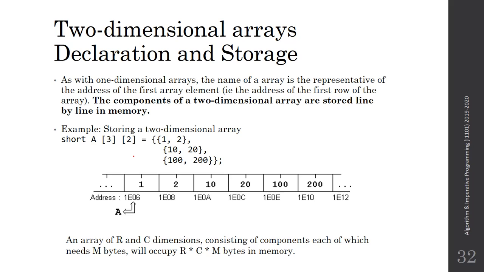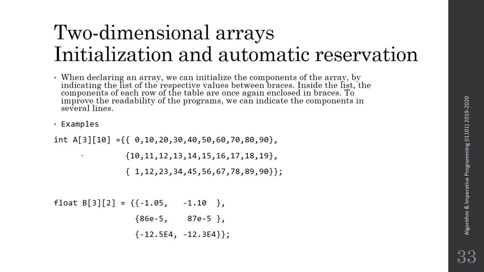Again, a two-dimensional array is stored in memory as a sequential array. If you have, for example, 3 and 2, we have a matrix of 3 rows and 2 columns. In memory, they are placed as arrays and they follow each other, so they are sequential in memory. And for the reserved memory, it's the number of rows times the number of columns times the size of the type that you are declaring the elements.